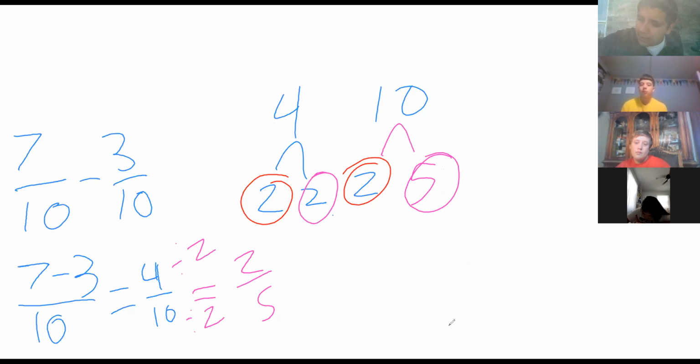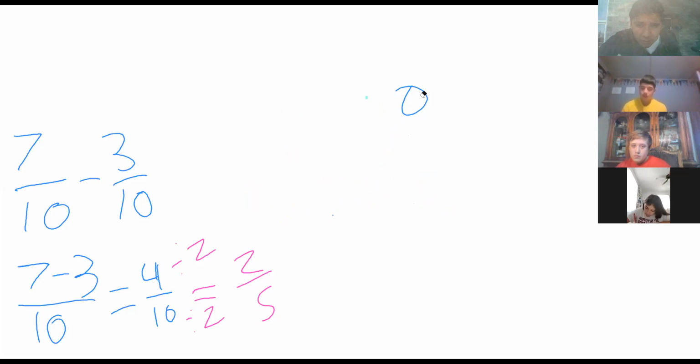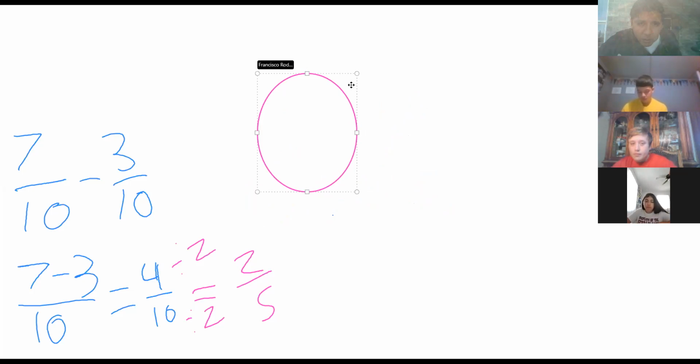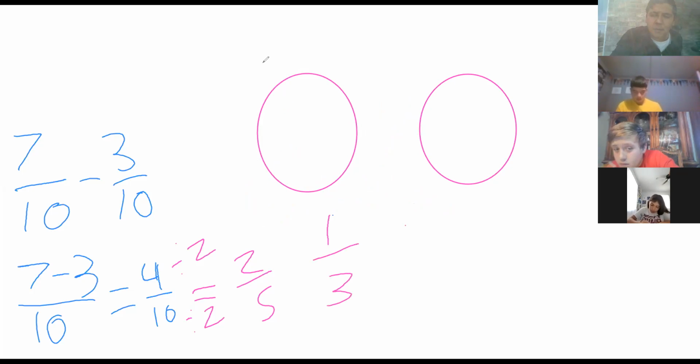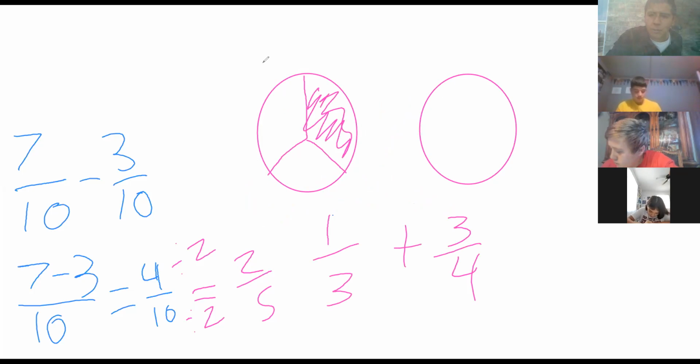But here's the next thing. Okay, here's the next step that we're going into. So now let's say I want to do 1/3, and I'm going to add 3/4. Visually, this is what we're doing. We have a circle with one of the slices filled in, and then we have another one with 3 of them.